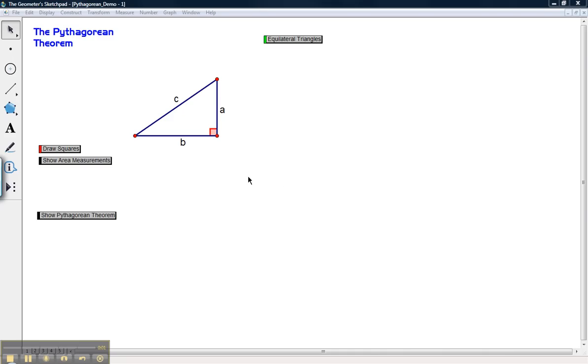Here we are on Geometer Sketchpad. We're about to come up with the law of cosines. Before we do, we're backtracking a little bit. We're going to take a look at a right triangle. This right triangle has sides A, B, and C, where C is the hypotenuse.